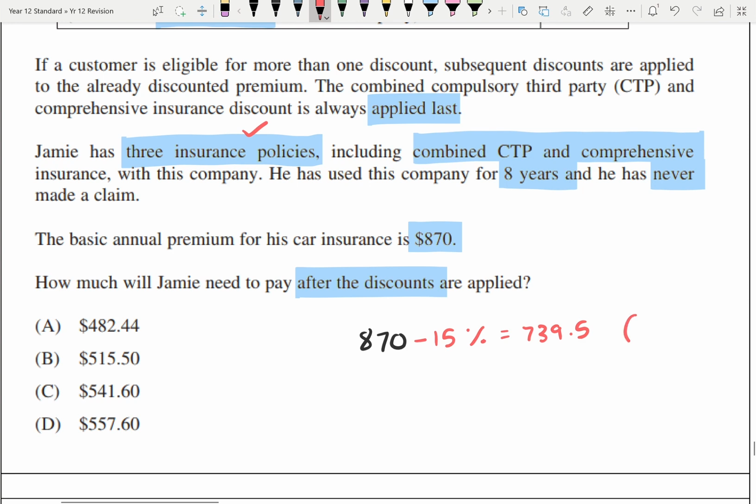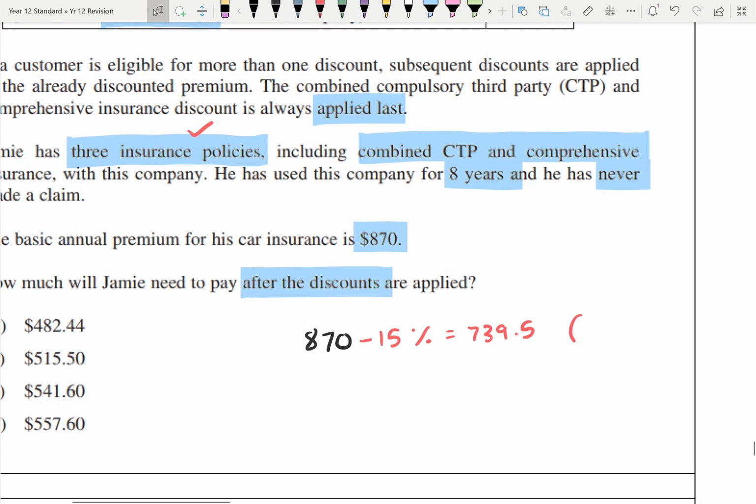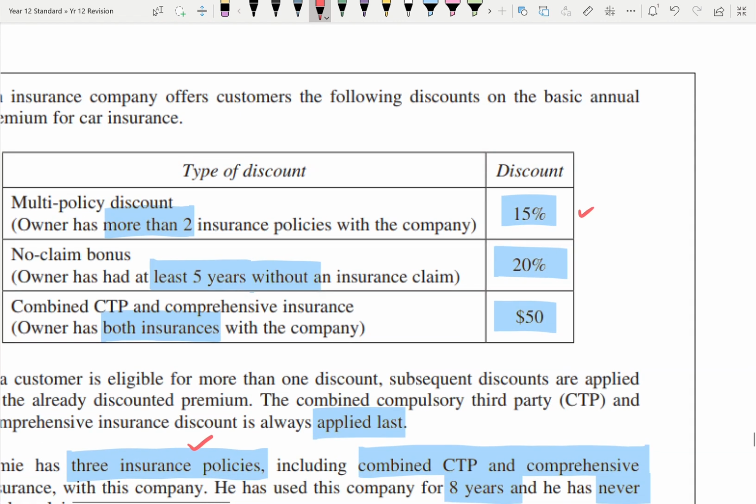Another way, if for some reason it's not working, the calculator's freaking out, or it's just easier for you to remember, you could always just say 870 times, now if I have 100%, which is 870, and I take away 15%, that's going to leave me with 85%. And that would get you the same answer. That trick's always going to work. So 100%, take away what you're taking away. So we'll check the next one.